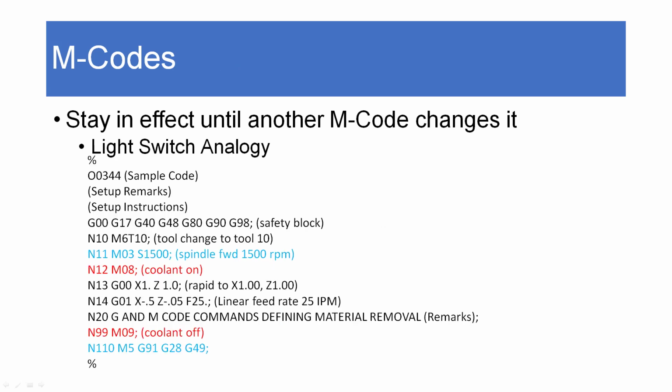So M codes are modal. That means that they stay in effect until I turn it off. So in this example, on line 12, M08, I turn the coolant on. The coolant stays on in line 13, 14, 20 until line N99, and then I turn the coolant off. So that's what's turning my coolant off. So that means it stays in effect. Also, M03, turn the spindle on. That spindle is spinning all the way through these codes, all the way up till I hit this M05, which stops my spindle. So M codes stay on like a light switch.